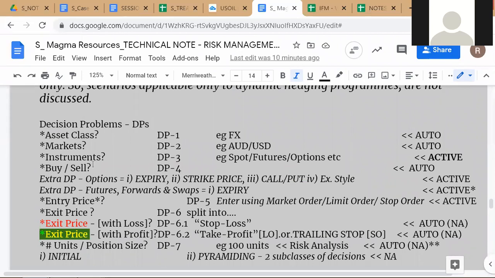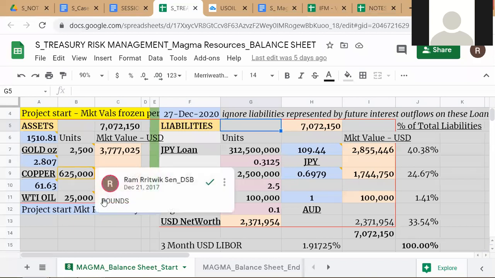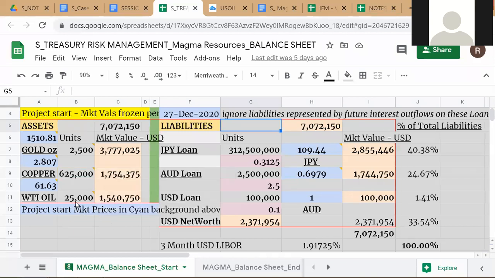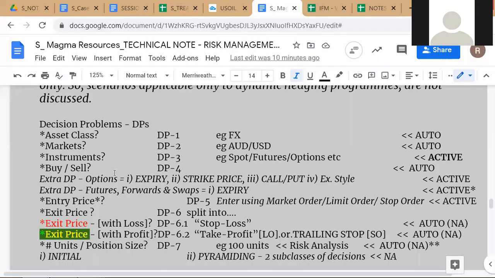Should I buy or should I sell? I gave you the example where, in running an active risk book, I was confused about what I should do in dollar yen, whether I should buy or sell. Now, in the case of the Magma Treasury hedging team, what is happening in the case of DP4 is, do they have to solve DP4 actively or what? The answers are already given. I'm asking you guys, but the answers are already given.